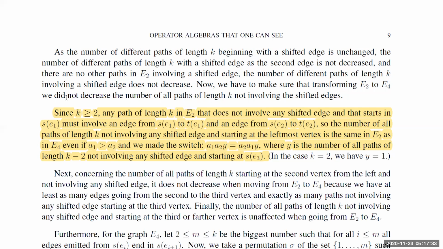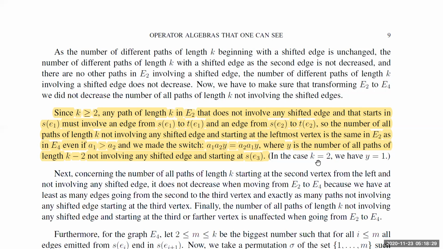Okay. And if we go further, then what do we do? How many different paths do we have? Well, we just look at all different paths of length k minus 2 emitted from S of E3, and we multiply by A1 times A2, and that's exactly what is written here. We denote by Y the number of all paths of length k minus 2, of course, not involving any shifted edge and starting at S of E3. And then we see that before we move, the amount of all such paths was A1 times A2 times Y, and after we make the switch, the amount of all such paths is A2 times A1 times Y. But the multiplication of natural numbers is commutative, so we do not change the number of such paths, right?